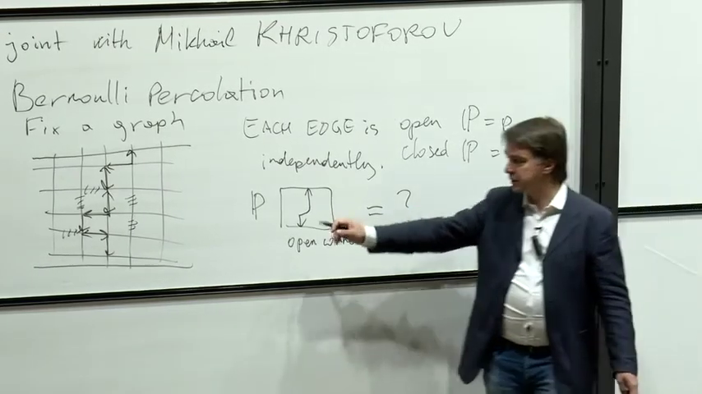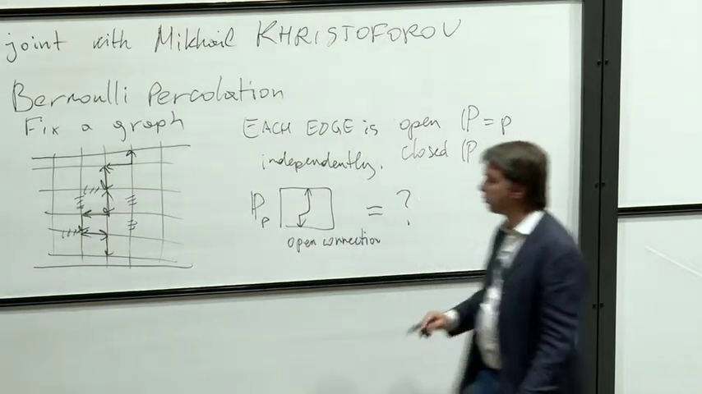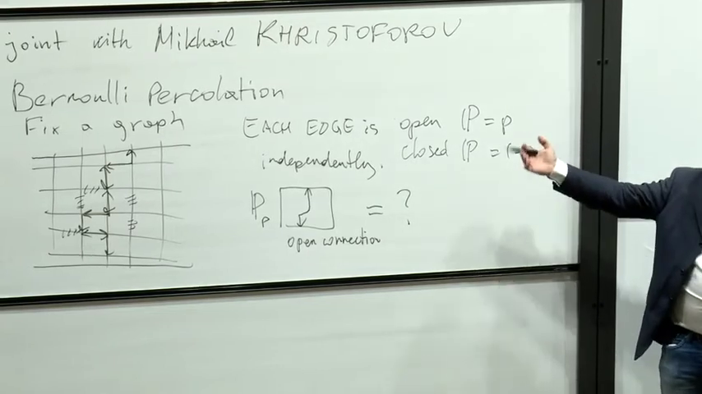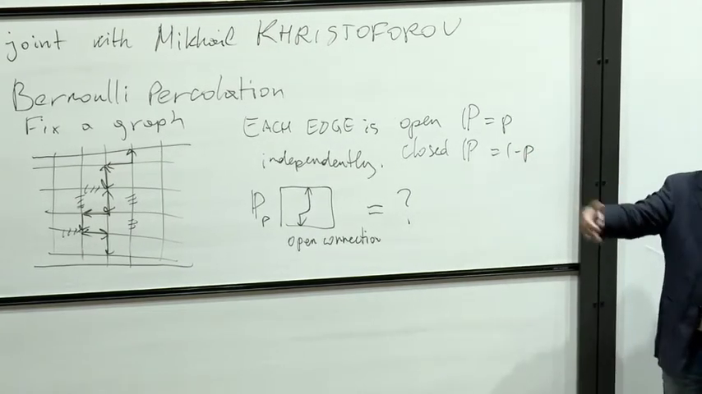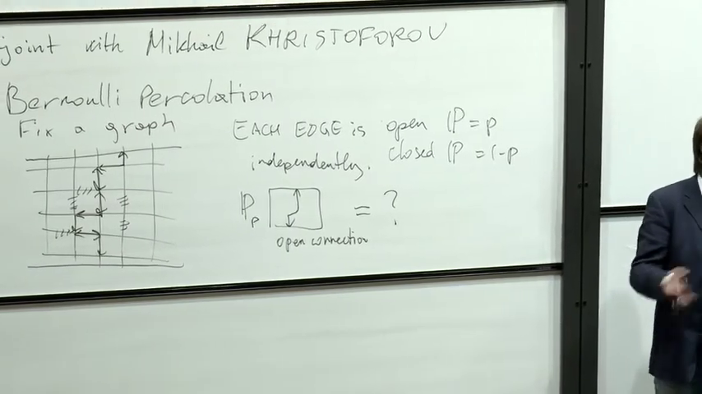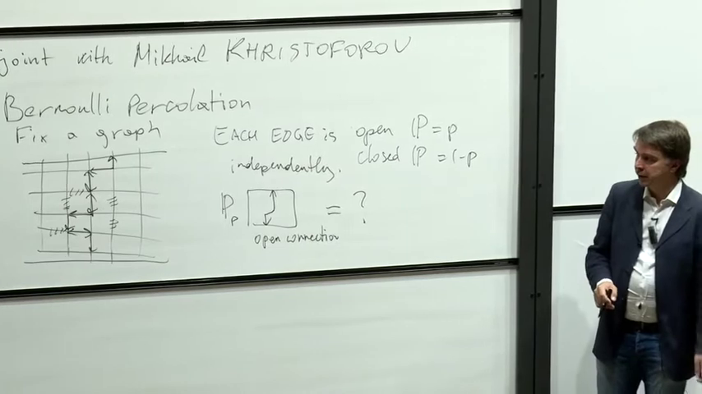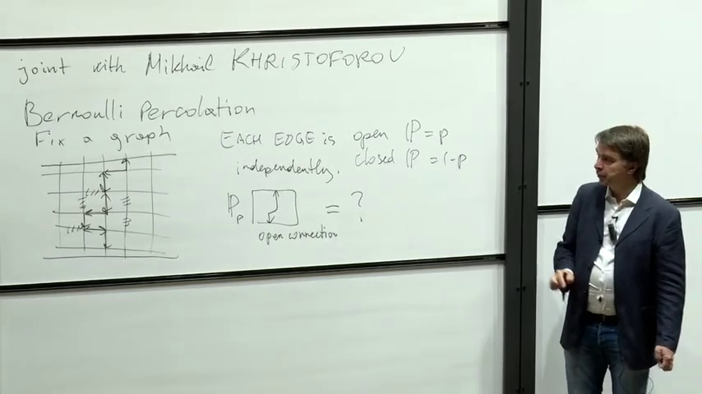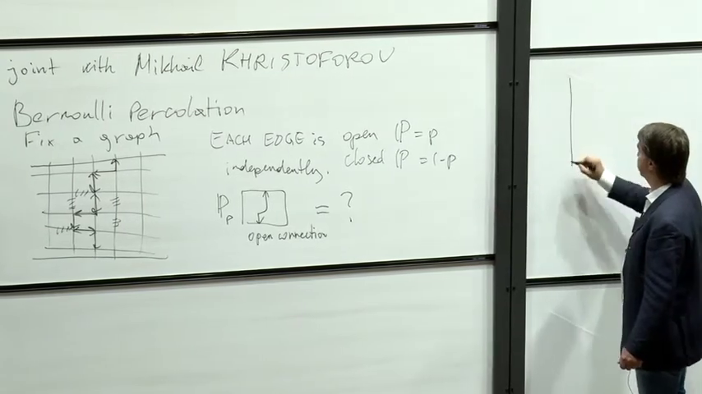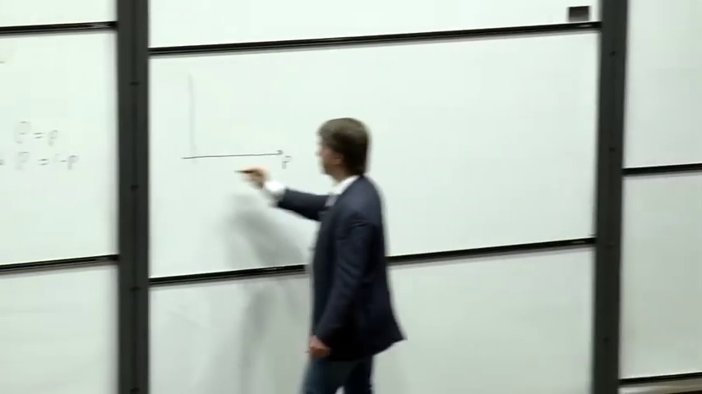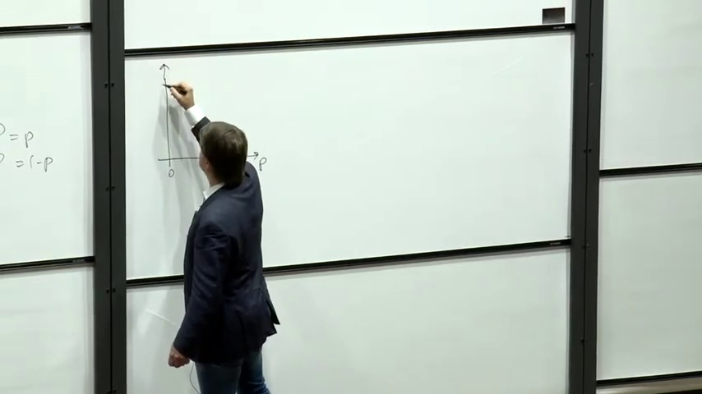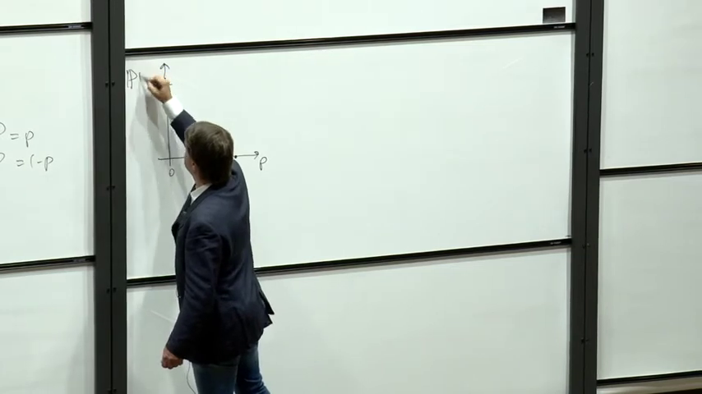So obviously the probability depends on p, and it will be some function which is increasing. It's also not very hard to see that if you open more streets, then the probability that you can get through increases. To prove it rigorously, you need to do some coupling between p and p plus epsilon, but it's a fairly easy exercise to do that. So what you can do, you can draw a graph. So this is p, which varies between 0 and 1. And let's say here we put probability of a crossing.